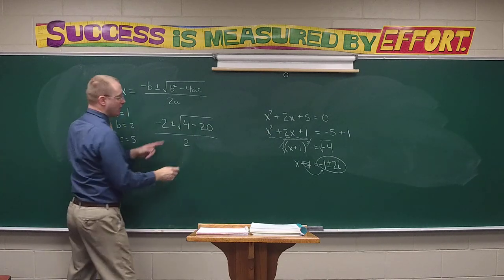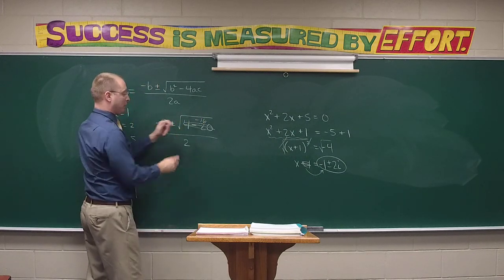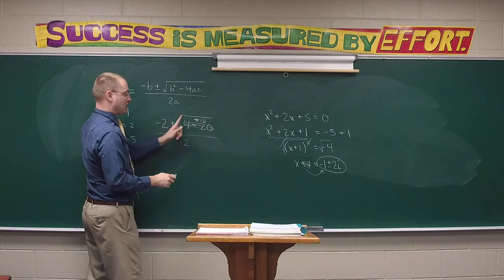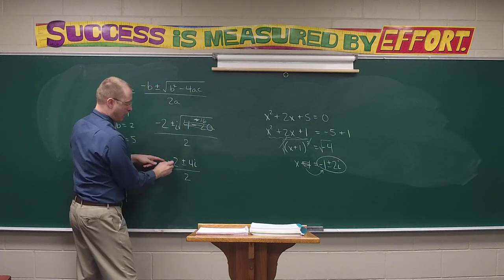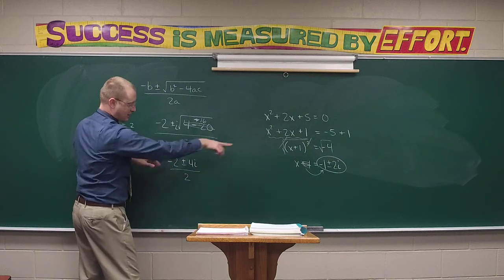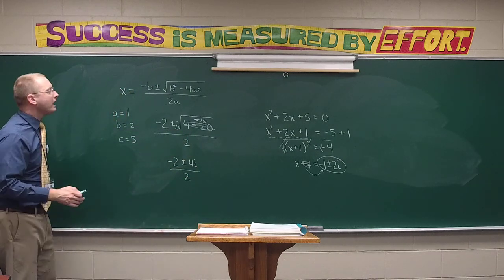So far, so good. This is, of course, going to become a negative 16. And the square root of negative, pull out your i, and the square root of 16 is 4. So we should have gotten negative 2 plus or minus 4i all over 2. And when you divide these by 2, that's where you get negative 1 plus or minus 2i. Does that make sense? All right.